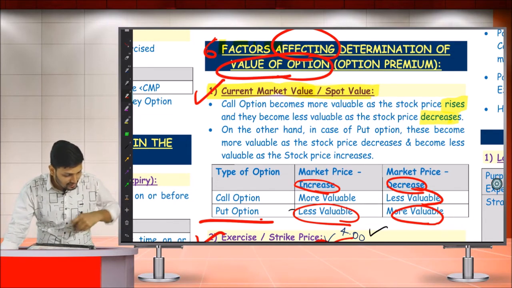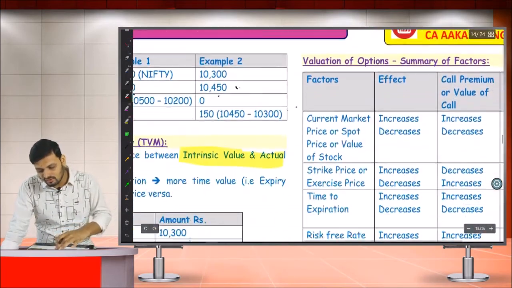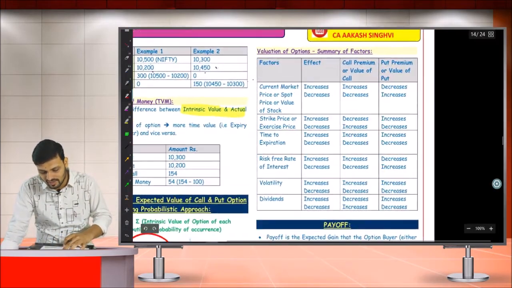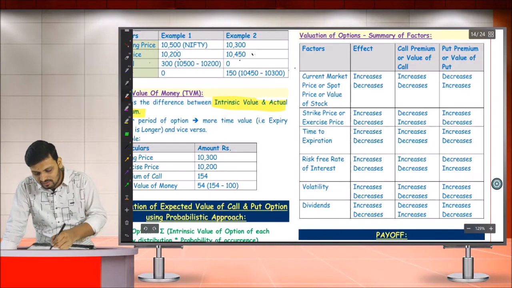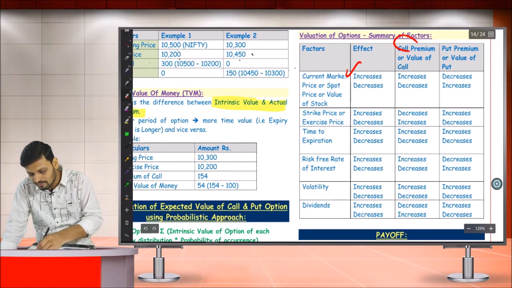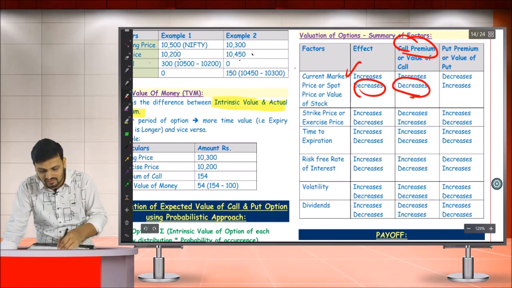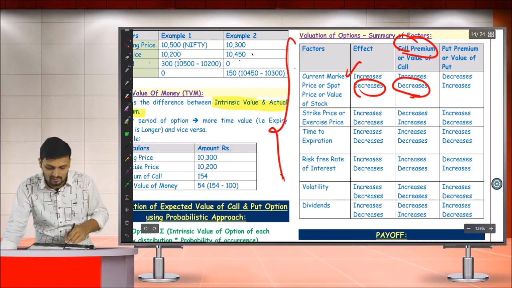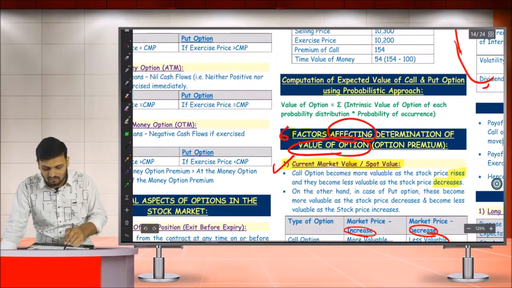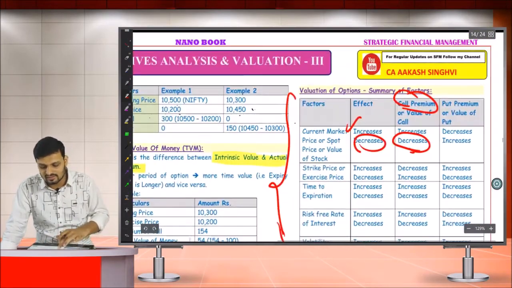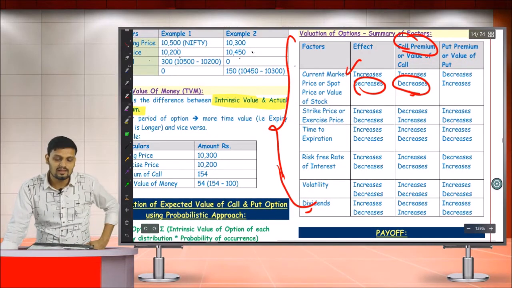These are the 6 factors affecting what? Determination of valuation of option. The same thing I've again explained to you here. What happens if increases in call premium, if decreases in call premium? Likewise, you can just understand this entire thing. So the explanation for all of these things I've just now given you with the help of all these 6 factors. And here it's just a summary.